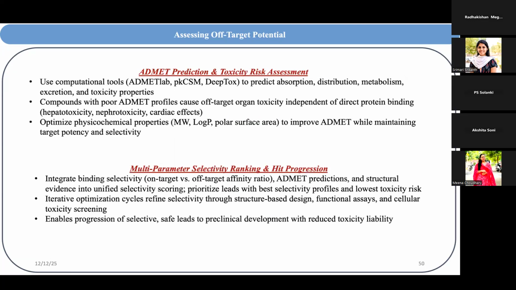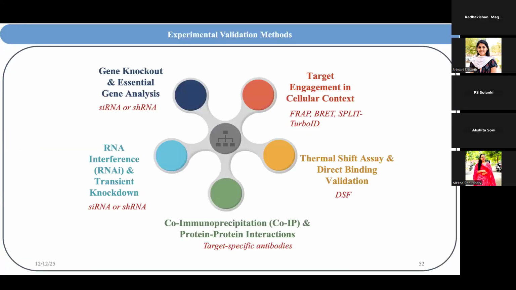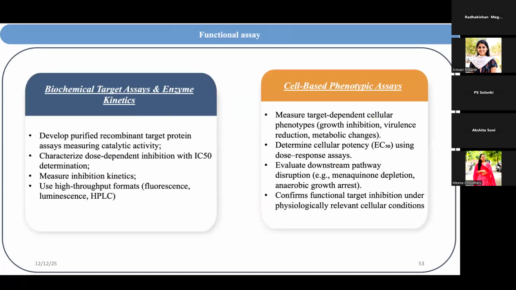So next, one of the components is the ADMET predictions, which we had seen earlier, and then multi-parameter selectivity and hit progression. Then we move on to target validation. Even if we start from computational predictions, we have to validate our targets again. Going back to our previous chemical-based approaches: gene knockout, RNA interference, co-immunoprecipitation, and thermal shift assays, and also in the cellular context. Those validation parts are important, and functional assays are also possible.